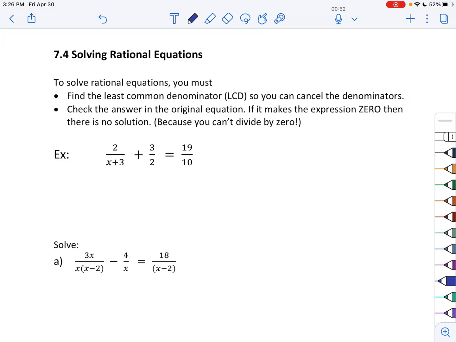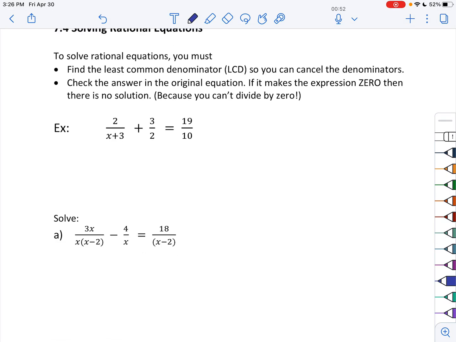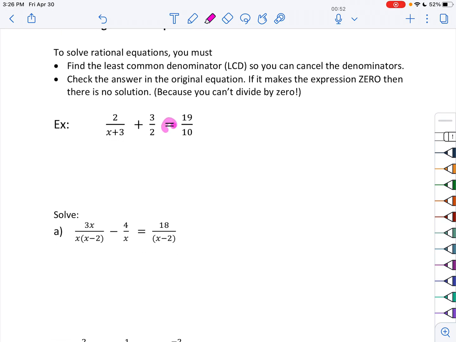Hello, Algebra 2. Are you guys ready for your latest installment of rational equations? Today we're going to be solving them, which is not a whole lot different from adding and subtracting. We're just going to add one little extra thing on there, which is this little equal sign, okay? And it doesn't change a whole lot of anything.